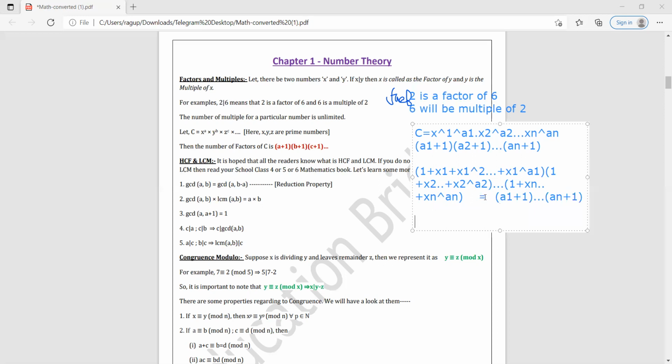And similarly, there is also another way to prove this. So this is a combinatorial way to prove this. Another way. So x1 raised to a1 dot dot xn raised to an.